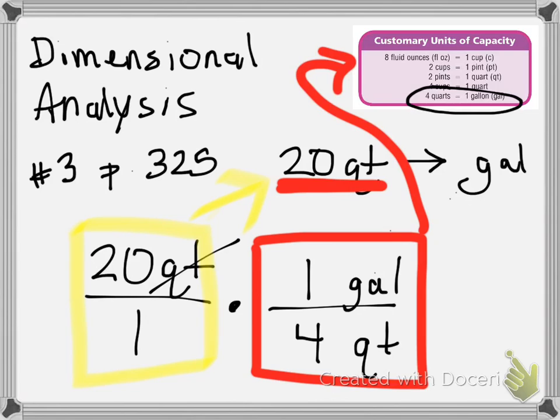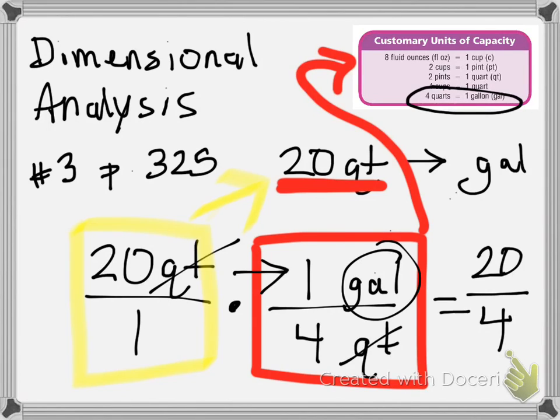So now what we need to do, since these are fractions, we're just going to multiply the fractions. 20 times 1 is 20, and 1 times 4 is 4. So if the quarts cancel out, and we're just left with gallons here, 20 divided by 4 is 5, and so that means that there's 5 gallons. So it says 20 quarts is 5 gallons.